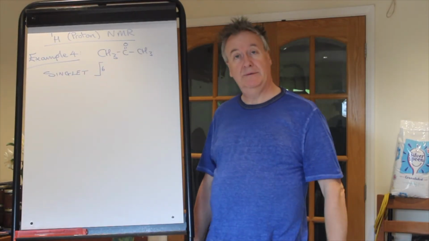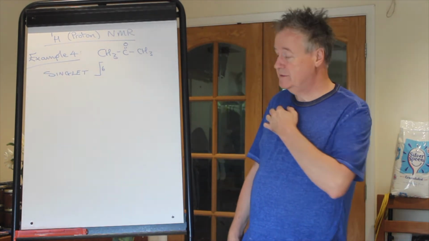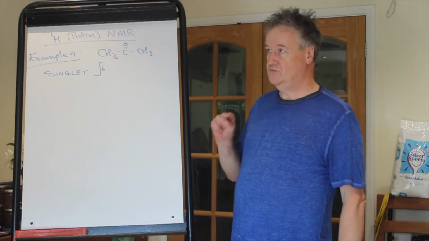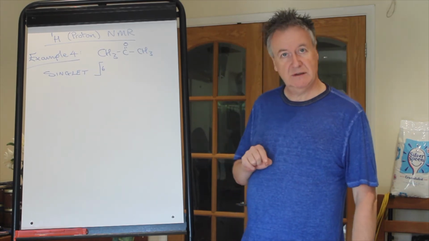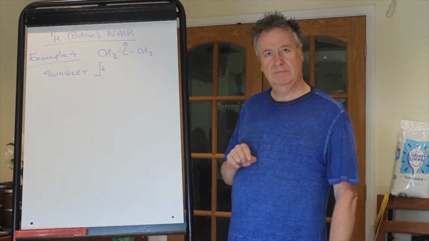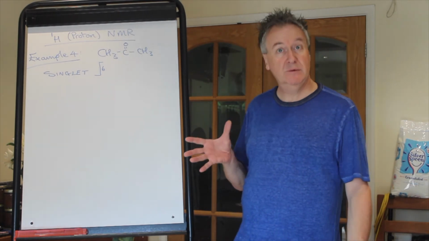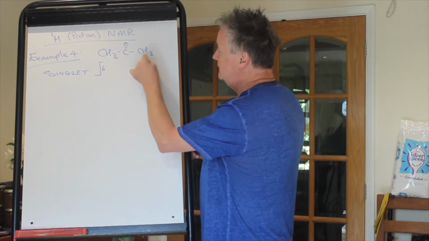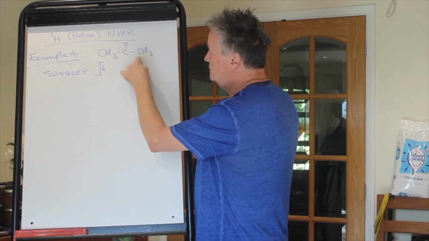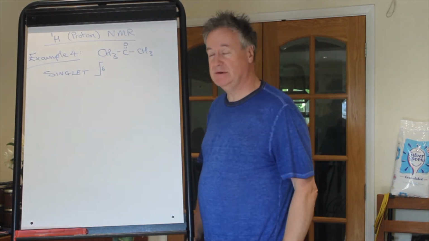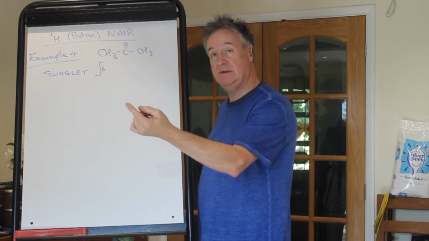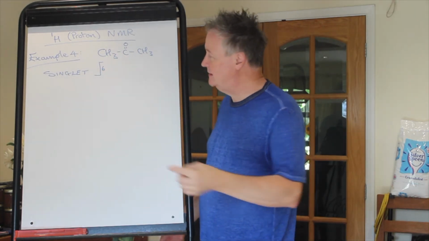Okay, propanone, CH3CO, CH3. I've said it's a singlet. Integration value of 6. Why? Sometimes you will need to explain why. So, why is it a singlet? Well, CH3 next to C double bond oxygen. CH3 next to C double bond oxygen. They're both the same. When you come away from them, you meet the same thing.